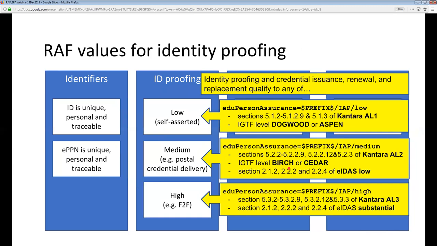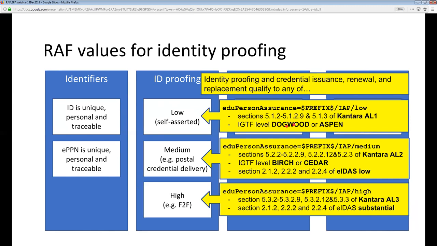And the next category in the assurance framework is ID proofing, which indicates how the user was identity vetted when they were registered and received their credentials. And this category is basically just an overlay for existing specifications. We have three values for this category. The first one is low, which basically means that the user identity consists of self-asserted attributes.